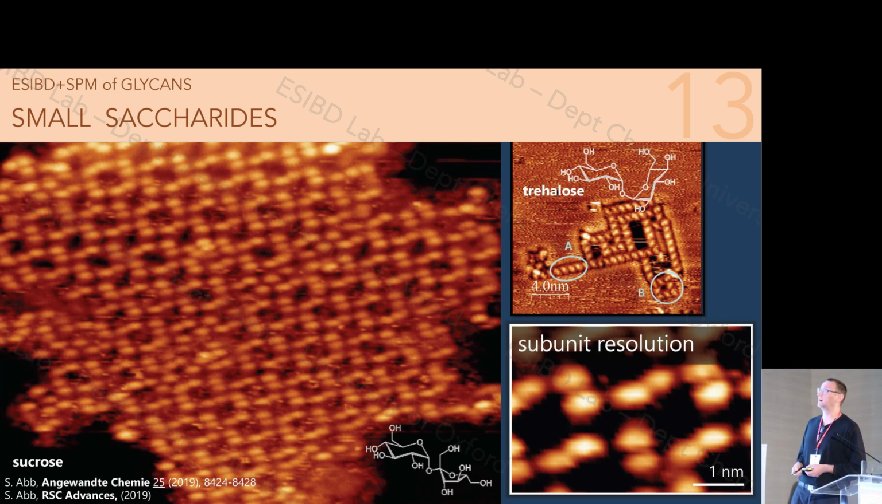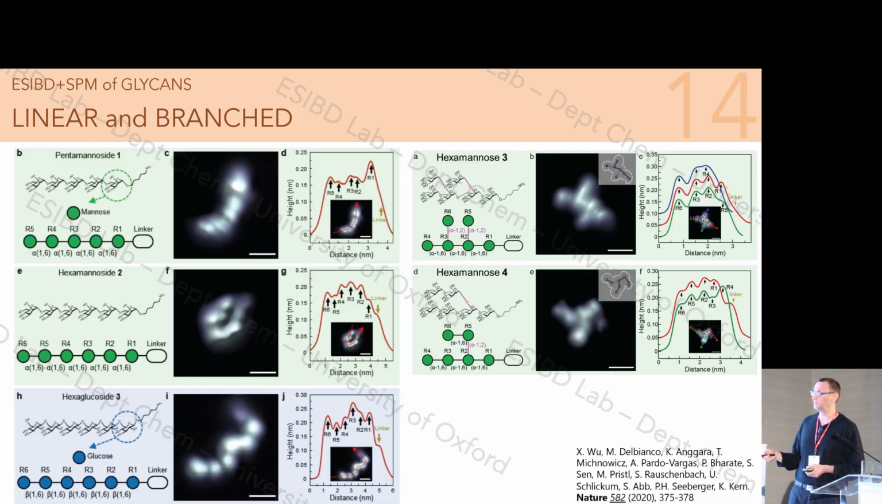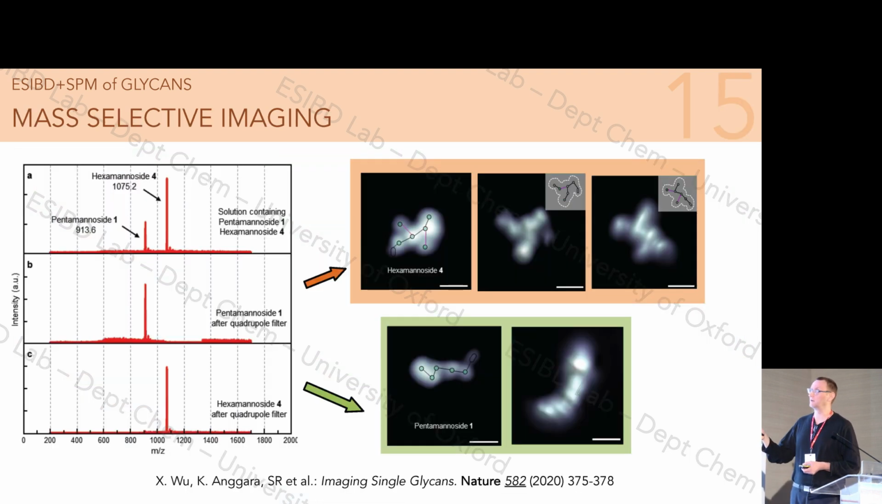But if we go to bigger glycans, we can usually make out the main chain very well. We can make out branches, even count how big these branches are. And of course, we can apply the mass selectivity. So if we're starting from a mixture, we can pull out one peak or the other. We have 2 samples, take the images, and distinguish that the pentamannose is linear and the hexamannose is a branched glycan.